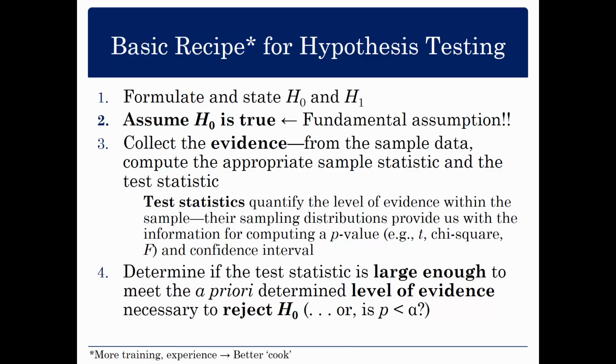So the basic recipe for hypothesis testing is that we have to first have hypotheses that are testable. And again, this is why I think meeting with a statistician at the beginning is important, to make sure that you have testable hypotheses and you're actually collecting data in a way that will allow you to test them. The second step is that you have to assume the null is true. This is fundamental. This hypothesis testing does not work without this.